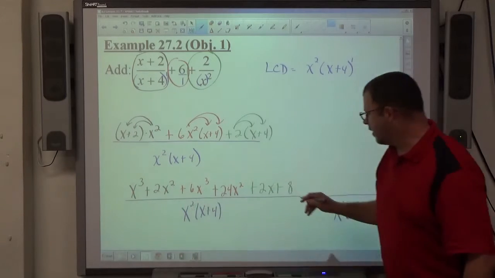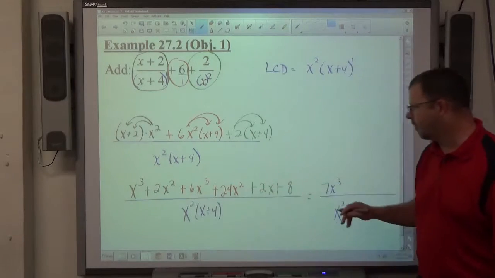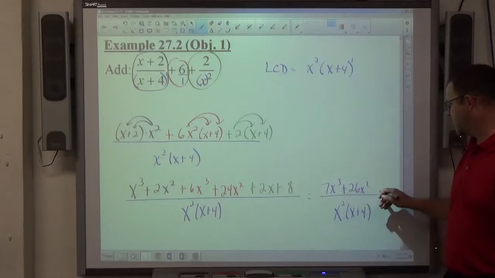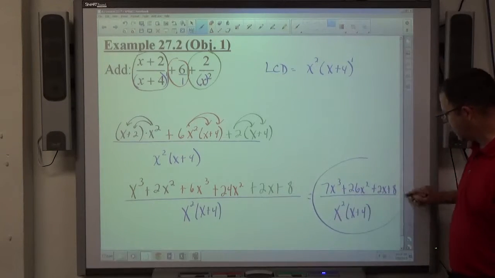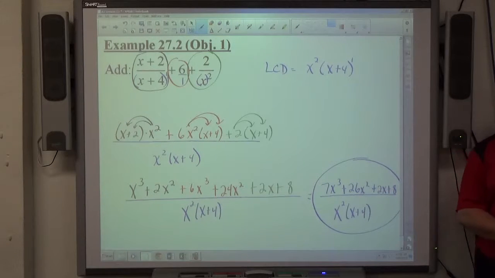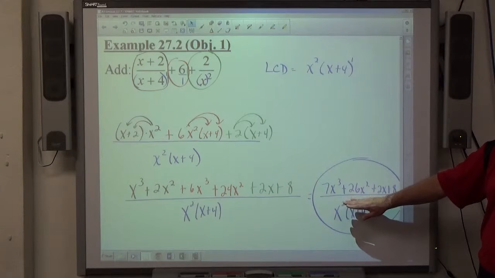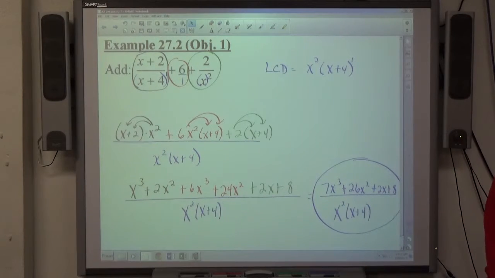x cubed and 6x cubed make positive 7x cubed. 2x squared and 24x squared make positive 26x squared. 2x and 8 have no common terms, so 2x and 8 end up at the end. And there's your simplified answer. Again, the top completely simplified, parentheses and like terms all fixed. The bottom stays factored. That's what a final answer should look like.